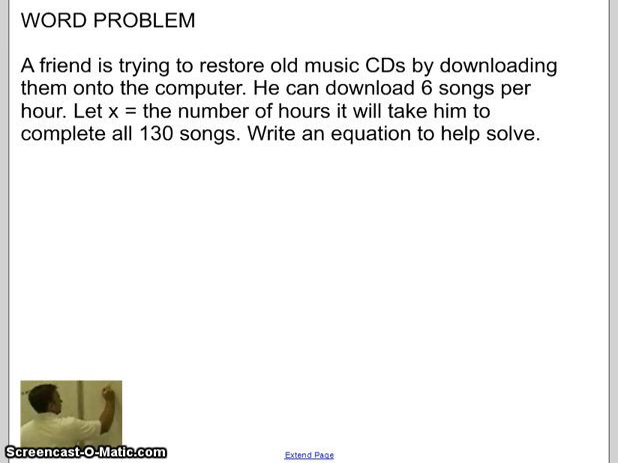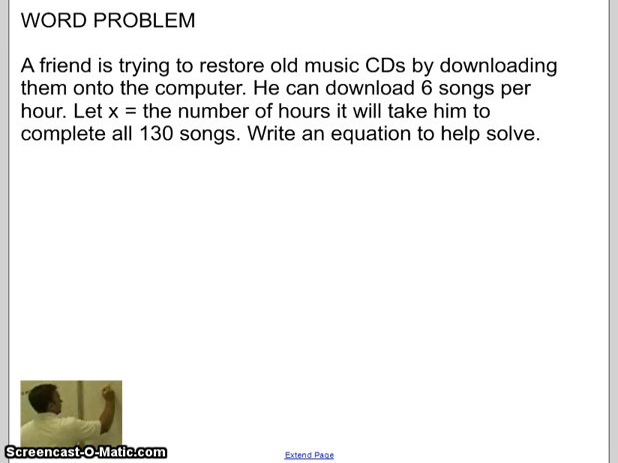All right, let's look at a word problem and finish up this section. A friend is trying to restore old music CDs by downloading them onto the computer. He could download 6 songs per hour. Let X equal the number of hours it'll take him to complete all 130 songs. Write an equation to help solve.